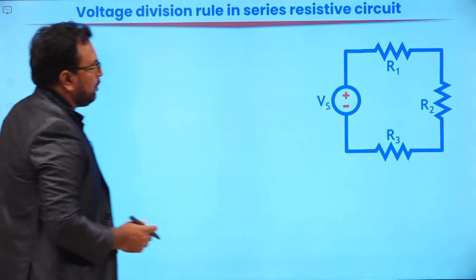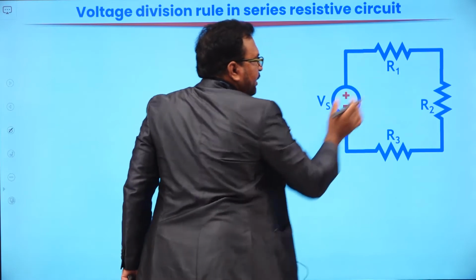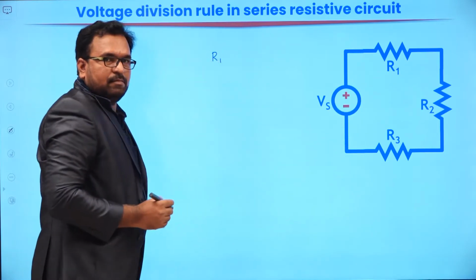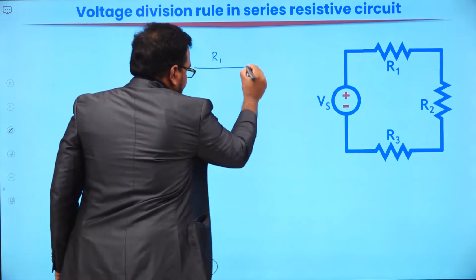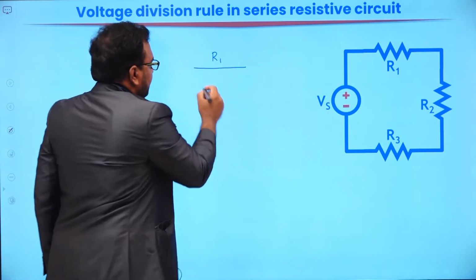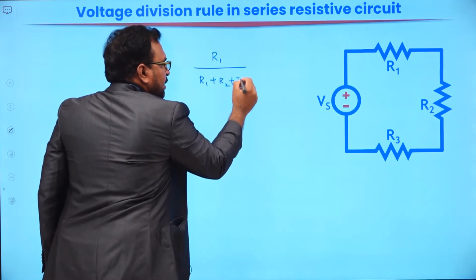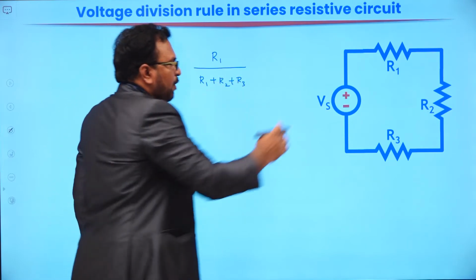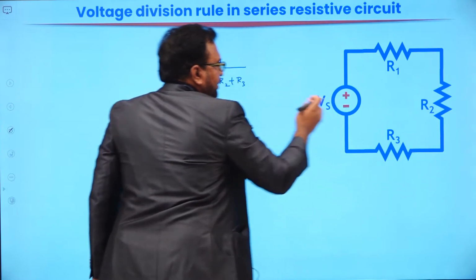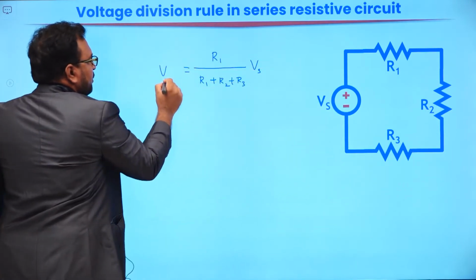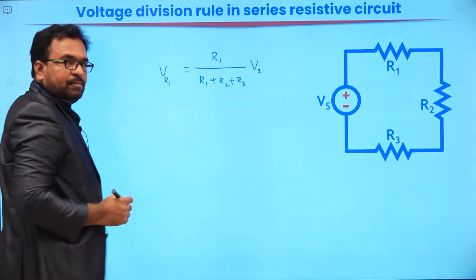Let us see here. If you want to calculate the voltage across R1, take that resistance itself divided by what is the total resistance of the circuit? R1 plus R2 plus R3. And what is the voltage applied across this series combination? Vs. This is nothing but the voltage across the resistance 1.